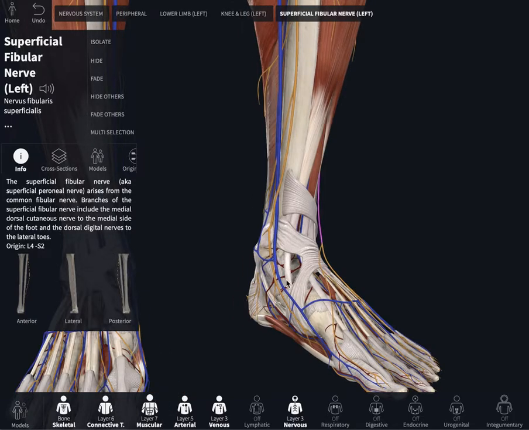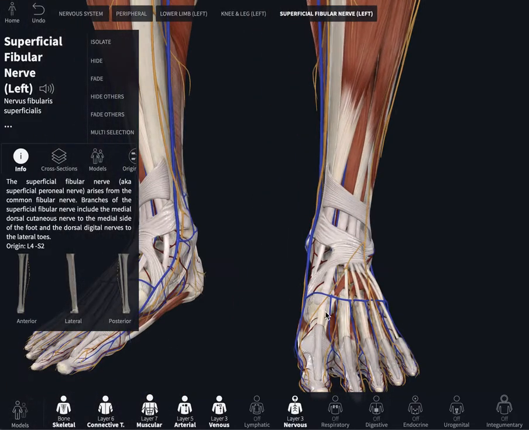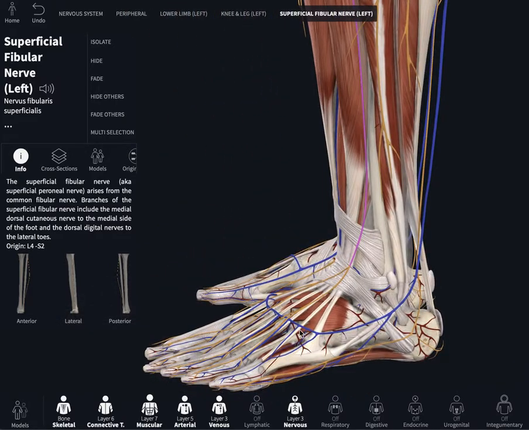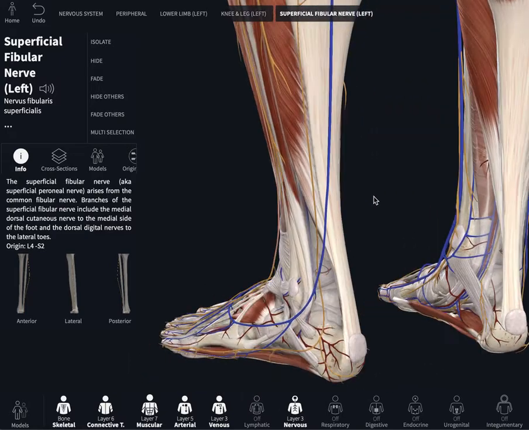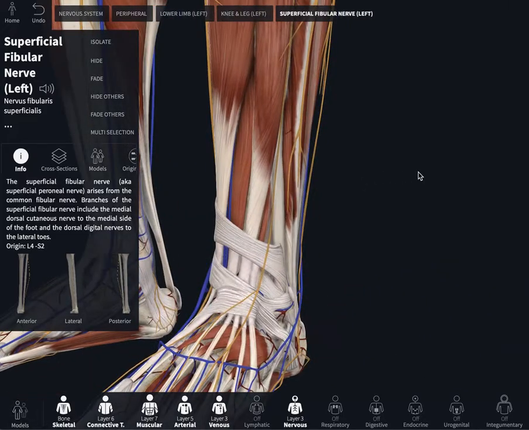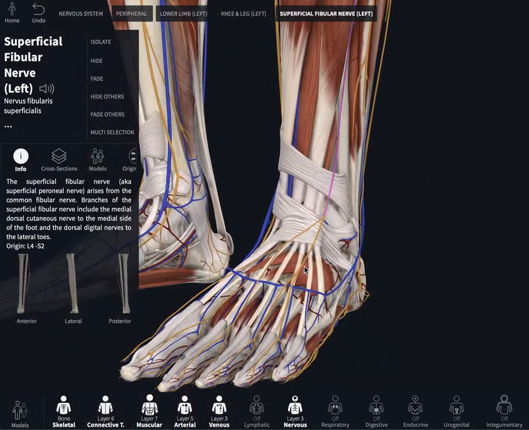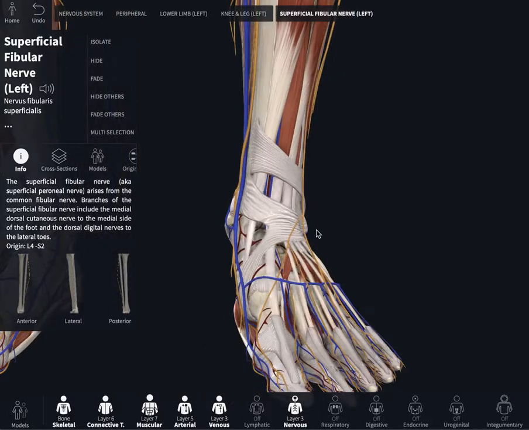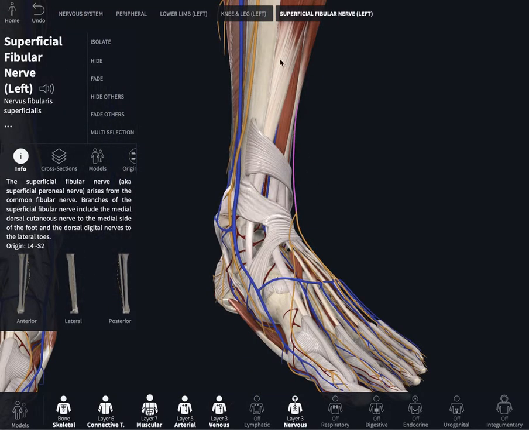The great saphenous vein here in blue drains the anteromedial aspect of the dorsal venous arch. And then the posterolateral aspect of the dorsal venous arch is going to be drained by the small saphenous vein, which courses again kind of with that sural nerve up along the posterior and posterolateral aspect of the leg and calf. From an arterial supply perspective, our anterior and posterior tibial arteries, we'll talk about the anterior tibial artery first.